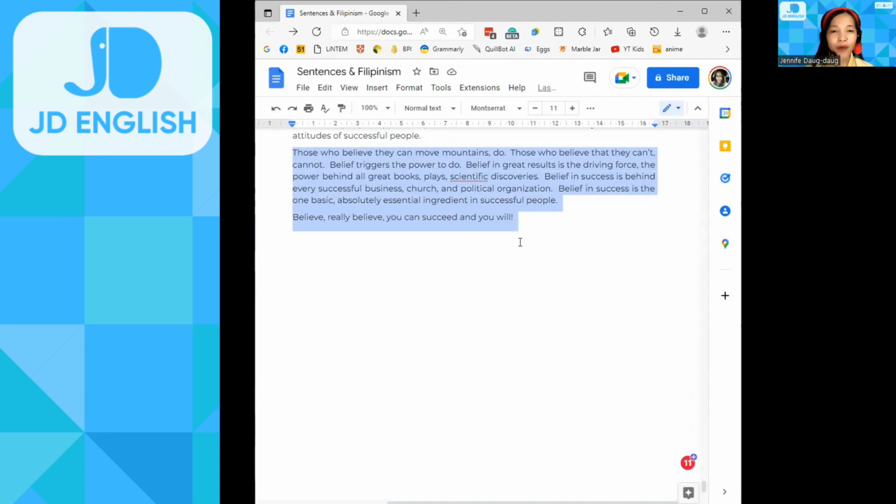Belief triggers the power to do. Belief in great results is the driving force, the power behind all great work, great books, plays, scientific discoveries. Belief in success is behind every successful business, church, and political organization. Belief in success is the one basic, absolutely essential ingredient in successful people. Believe, really believe you can succeed and you will.